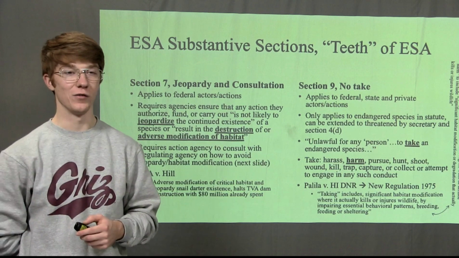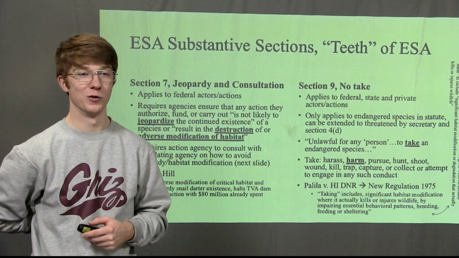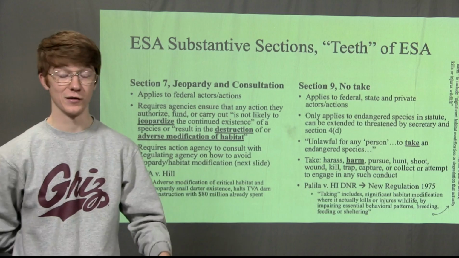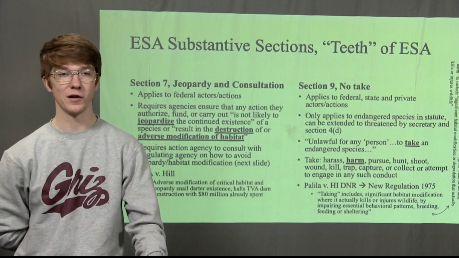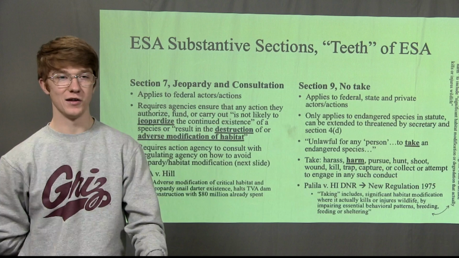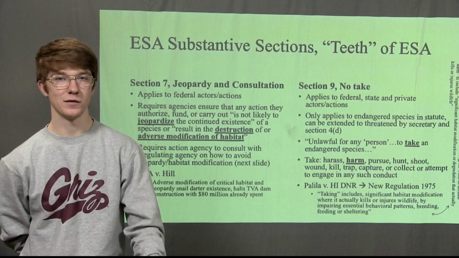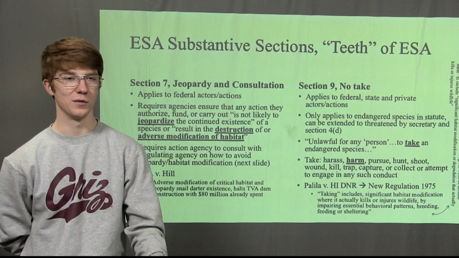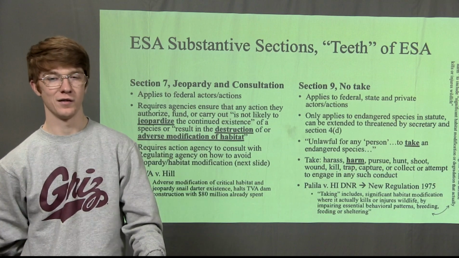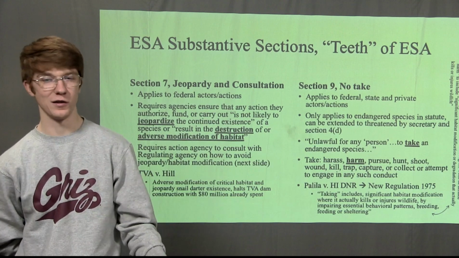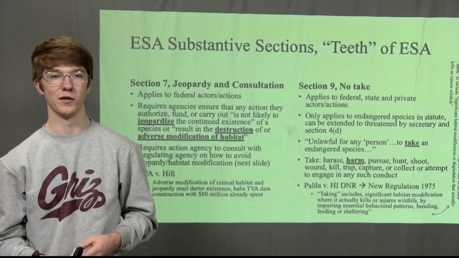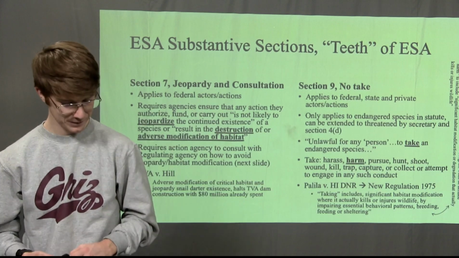TVA versus Hill is very popular in the lore of the ESA, which makes sense. It's a pretty straightforward case to follow, and it's also just pretty epic, I guess. Even though I think the dam ended up being built a couple years later. I can't remember why, but it was built. But the snail darter, they found it somewhere else, and it's still kicking.